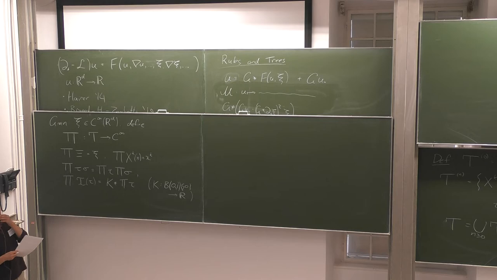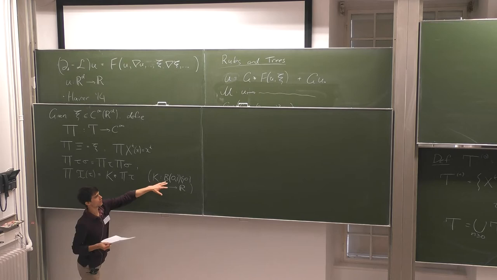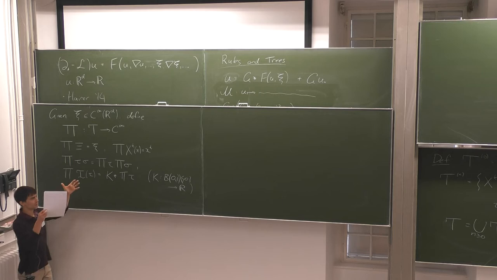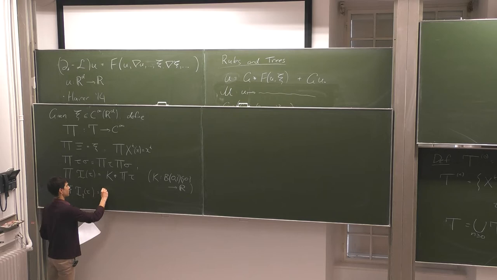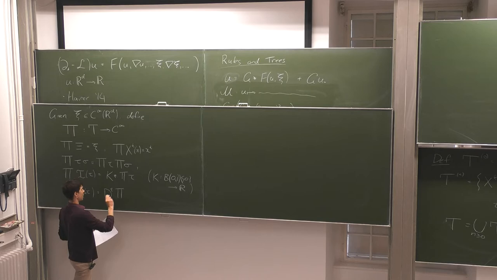Think of this as some localized version of the Green's function associated to the parabolic operator. Maybe it agrees with the Green's function in the ball of radius 1/2. So in particular this is another smooth object. And then I of q of tau is just given by the qth derivative of I of tau.